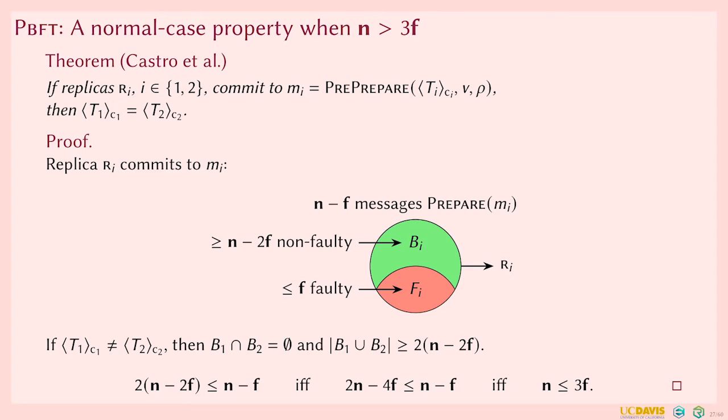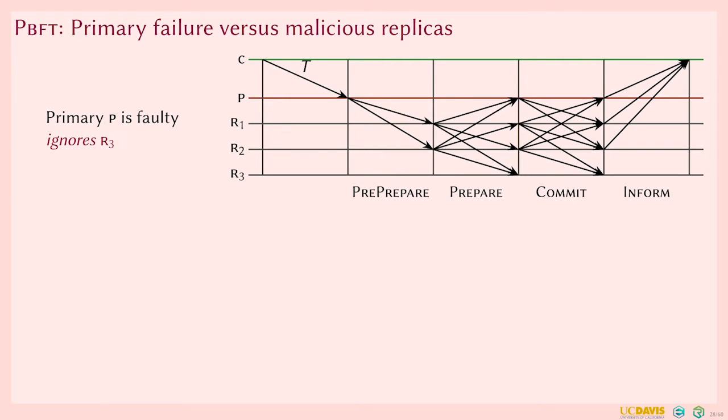But this only guarantees that we do not have divergent things going on. This doesn't solve all the other problems. And solving the other problems is actually really hard, because we have malicious behavior. And to illustrate this, here we have a primary that's faulty, and this primary decides to keep replica 3 in the dark by not sending it anything. What will replica 3 do?